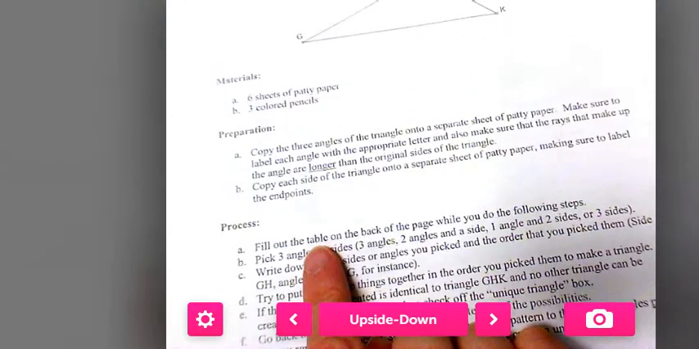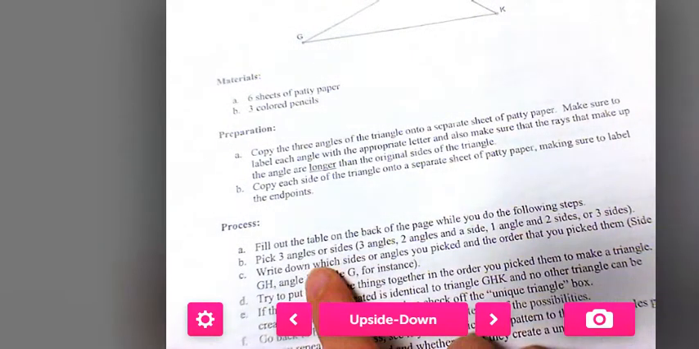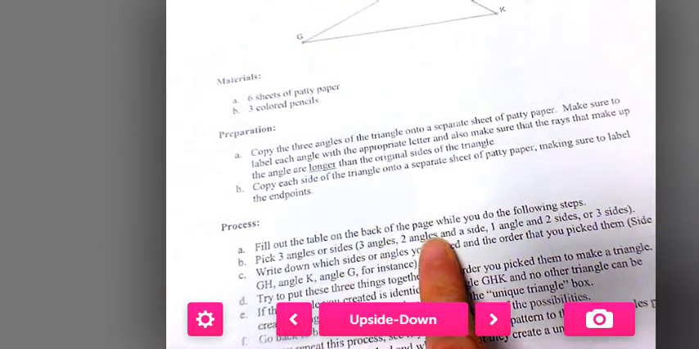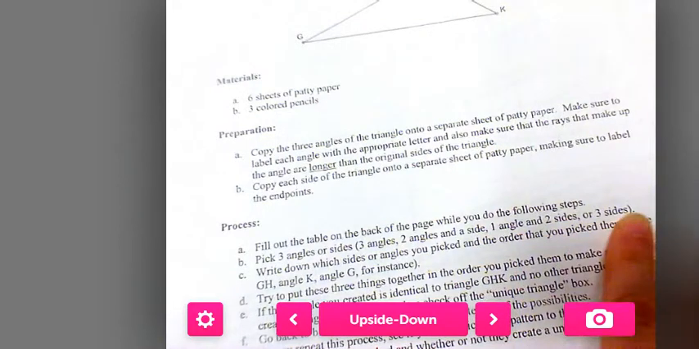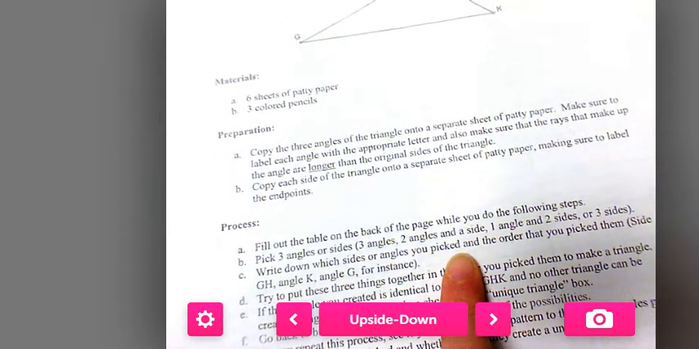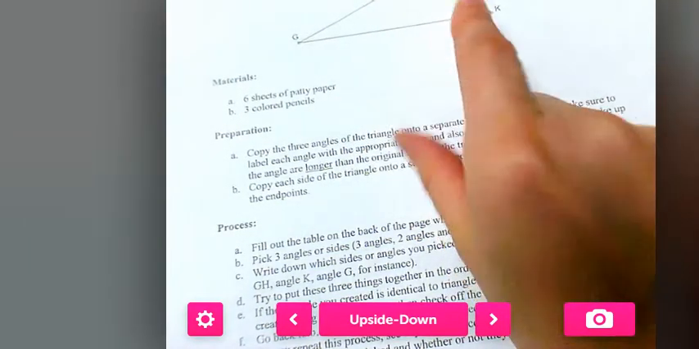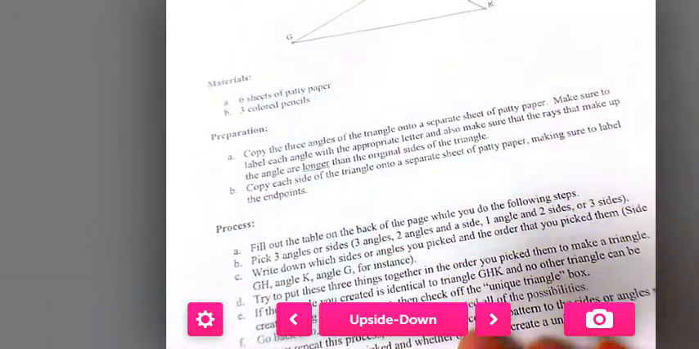Okay? Now, we're going to fill the table in the back of this paper while you do the following steps. You're going to pick 3 angles or 3 sides, or 2 angles and 1 side, an angle and 2 sides, whatever. And you're going to write down which sides and angles you pick. And you're going to try to fit them together to create this triangle. Okay? And see if there's only one way.